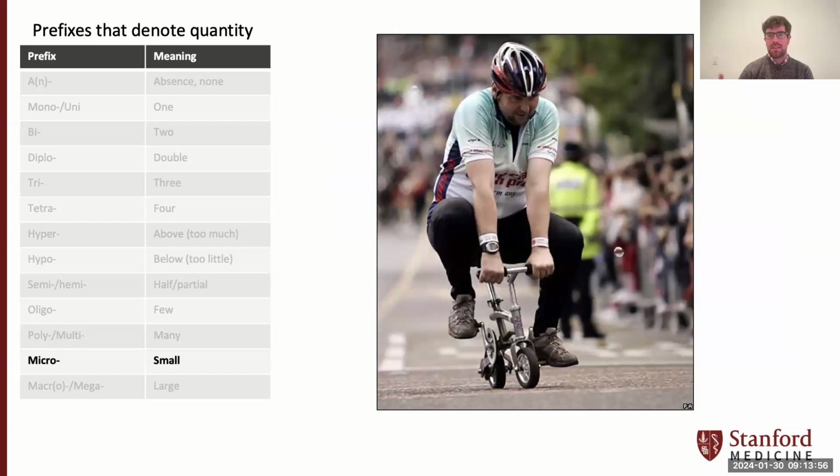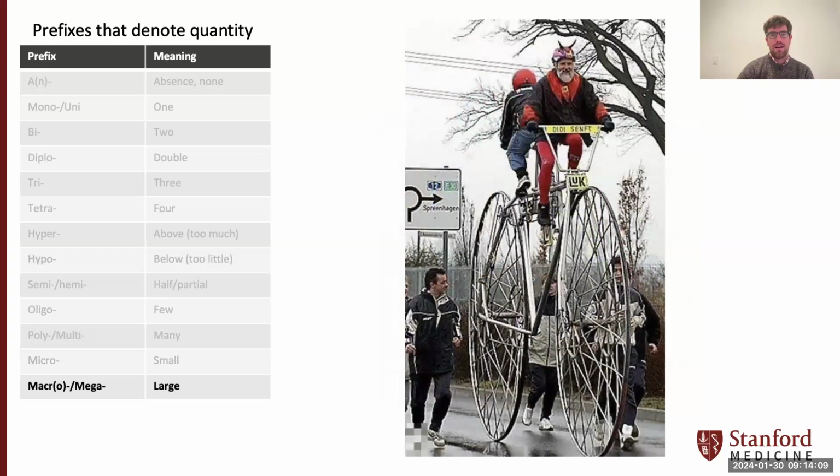And then it can also give an idea of size. A microcycle would be a bike that's too small. Another way you could potentially say this is hypo, which is just too little. And then macro, which is too large.